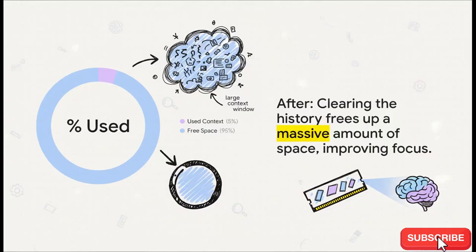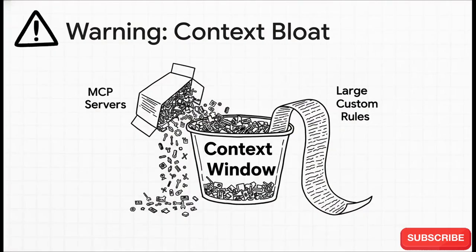And check out the difference this makes. After clearing the history, we've gone from using 48% of our context all the way down to just 5%. We've freed up all this space, we completely eliminated that messy middle, and now the AI has a clean, focused environment to work in. And you know what that means? Much, much better performance.